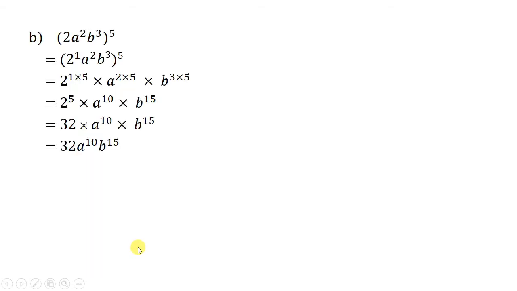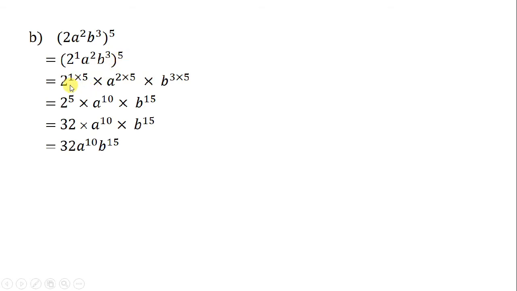We have (2a squared b cubed), all this to the power 5. What are we supposed to do first? Express the 2 in power form. All whole numbers are powers by raising them to the power 1. Then we get rid of these brackets by multiplying 2 to the power 1, a to the power 2, b to the power 3. Each of those powers should be multiplied by 5, using the index of an index.